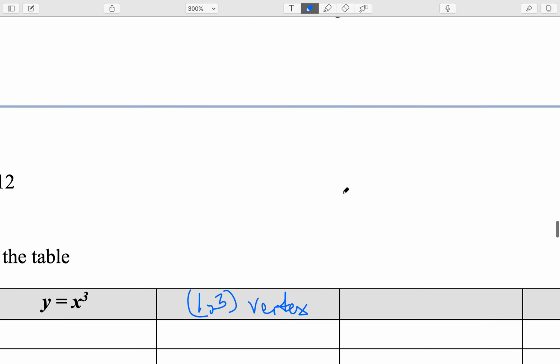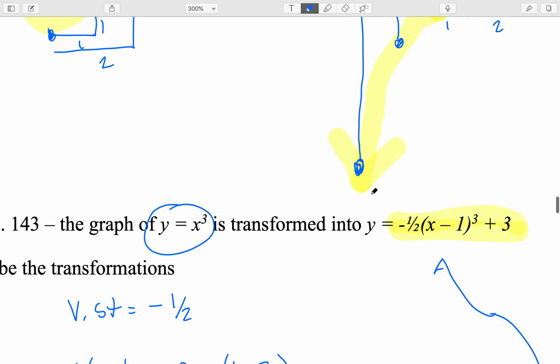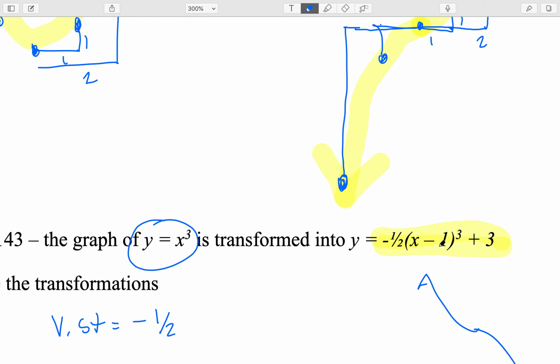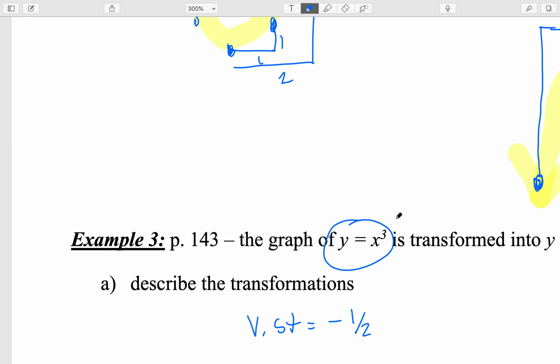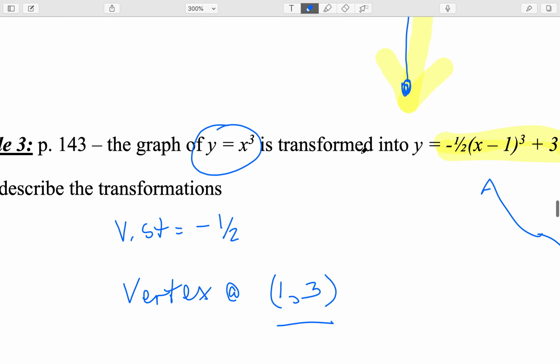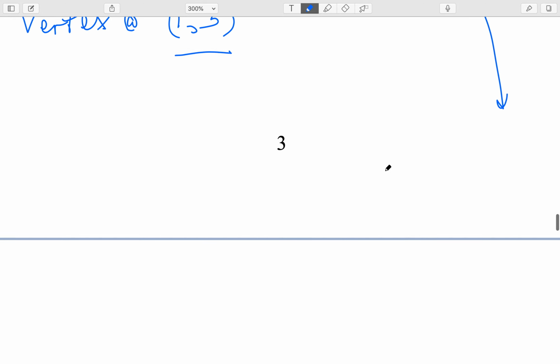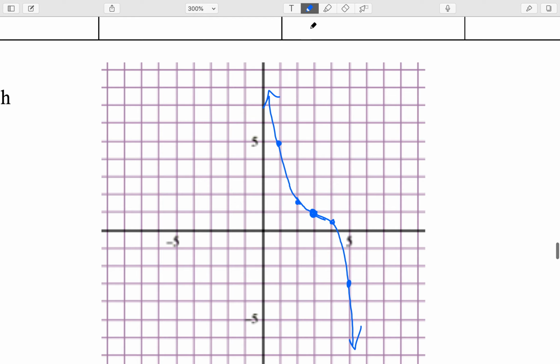Wrong. When the x value is 0. Hang on, what would I get? I messed this up. I moved my vertex in the wrong place. Okay, good. Let's go back. I wish I could go back and edit this. Over 1, up 3. There we go.